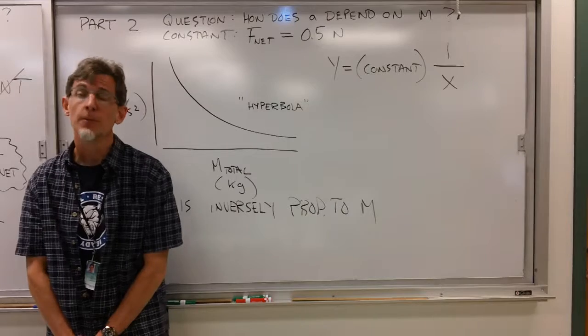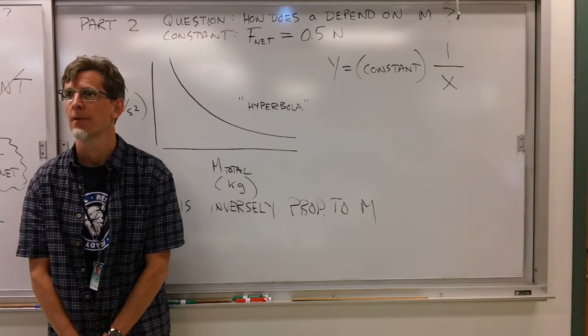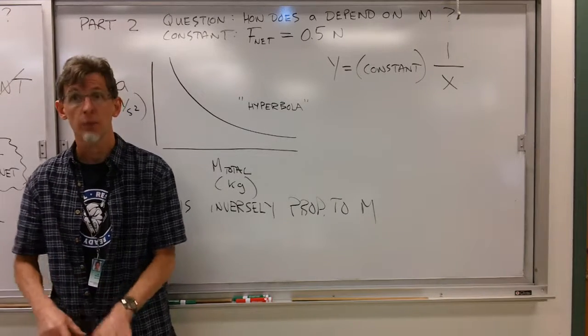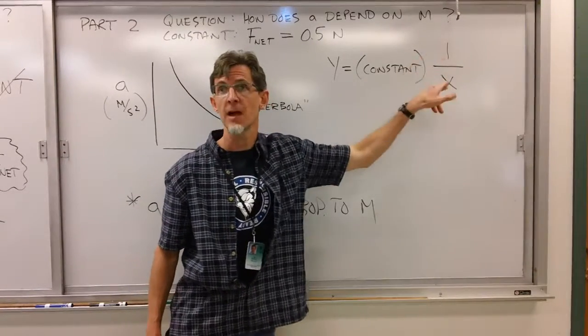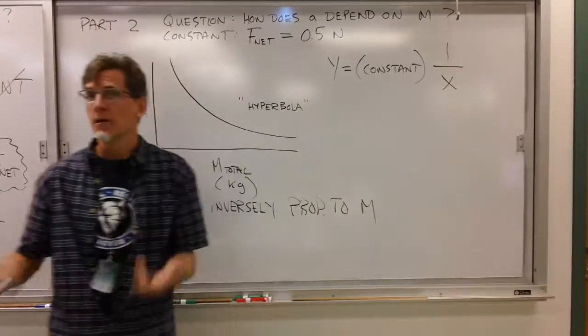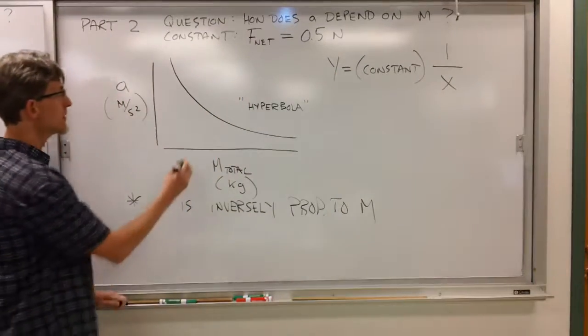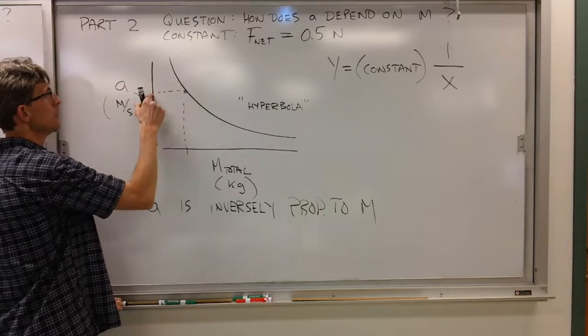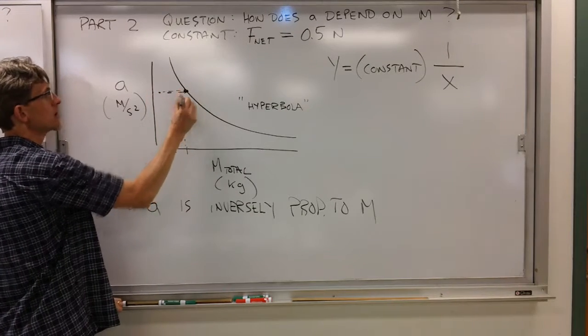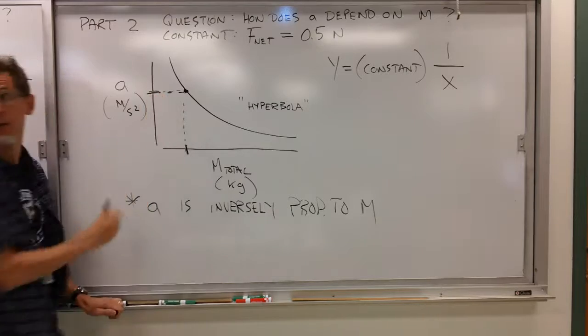If I triple my x, what happens to y? It goes down by 1/3. Doubling this, tripling this, think about this. This is a fraction, right? And that drops down. Now, that gives me this graph, because if this is my original mass right here, then my acceleration would be here. So this point corresponds to a certain mass and a certain acceleration.